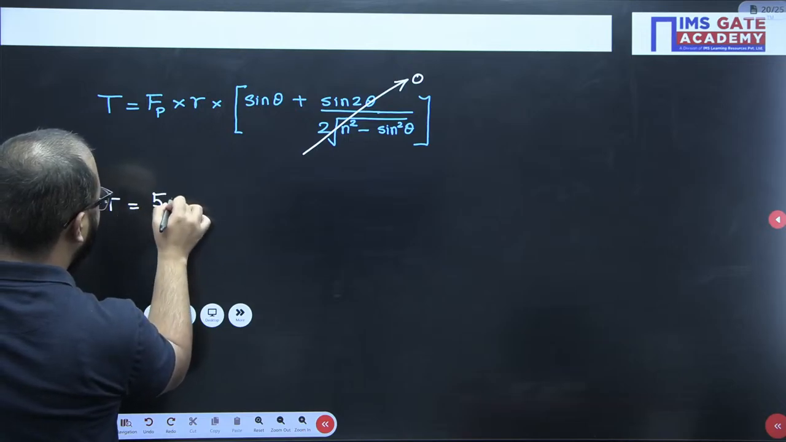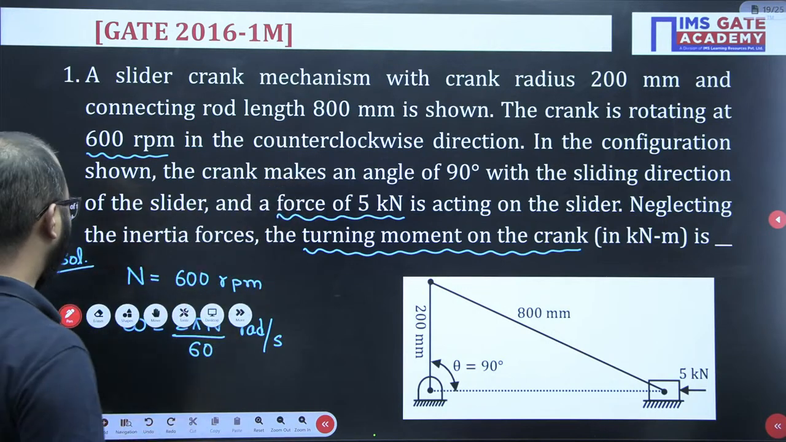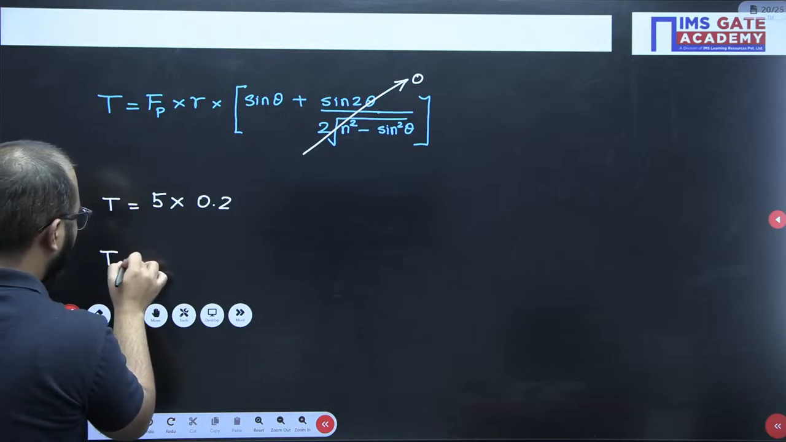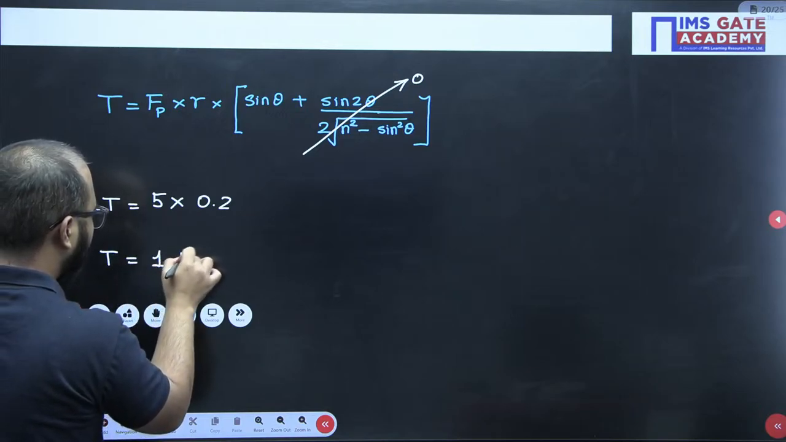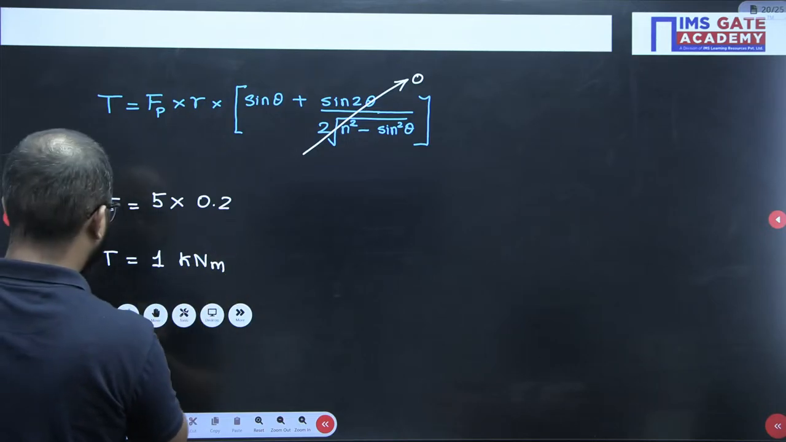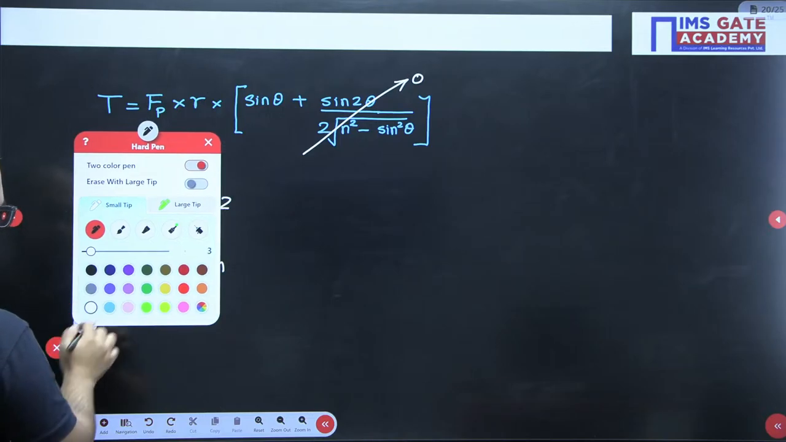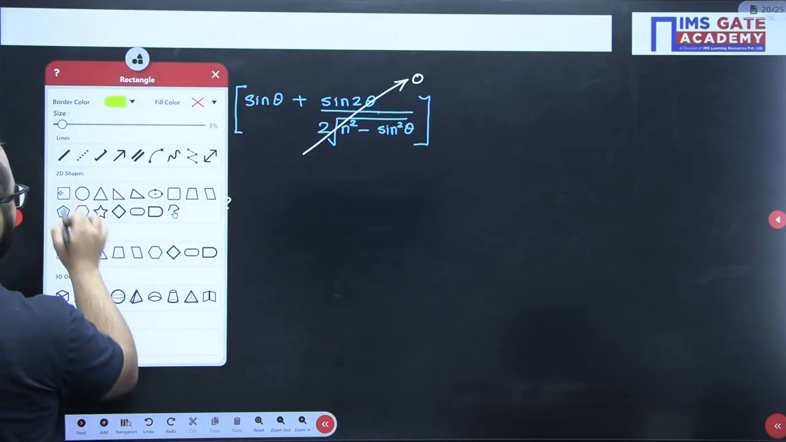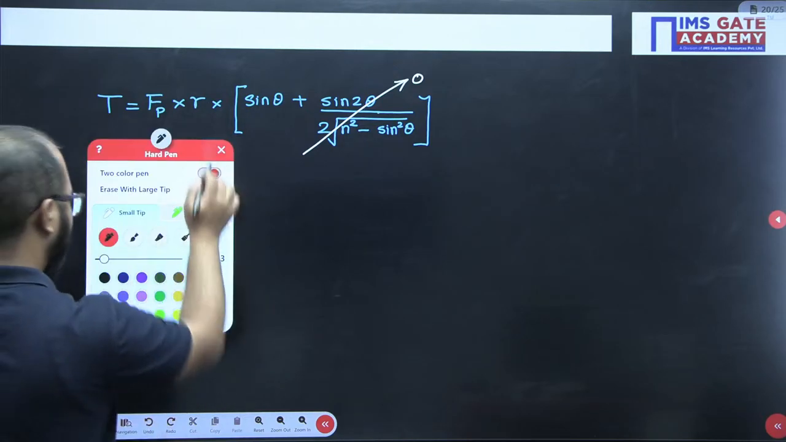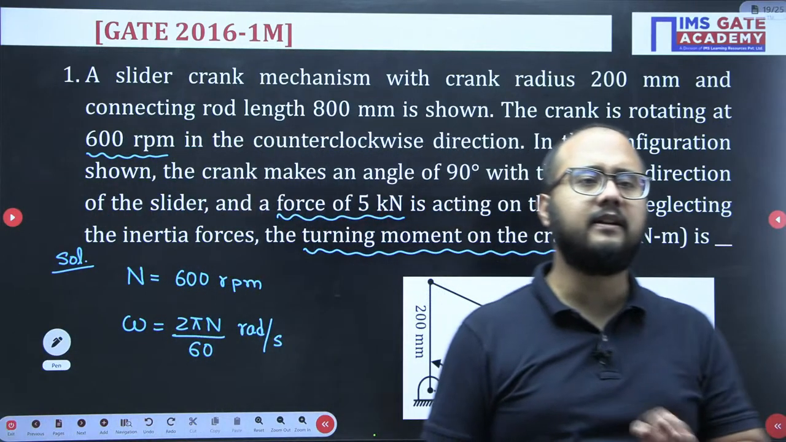FP 5 kilonewton into crank radius. The crank radius they have provided us is 200 mm, which will be written as 0.2 in terms of meter. So, finally, the turning moment answer will be 1 kilonewton meter. That is the answer we are having. Done, everyone? 1 kilonewton meter is the answer here for this particular question. Right? Very simple problem they have asked. Very, very simple.